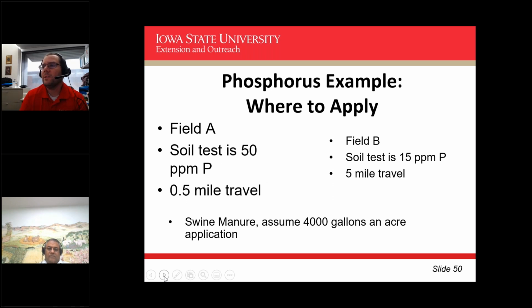And I have an example to sort of walk through what this means. So if we had two fields, one where the soil test is 50, right? I'm in that high zone. That phosphorus basically has no value to support crop production, but that field is close, compared to a field where it's a ways away, but I need that phosphorus to support crop production. What does that mean for what my manure is actually worth?